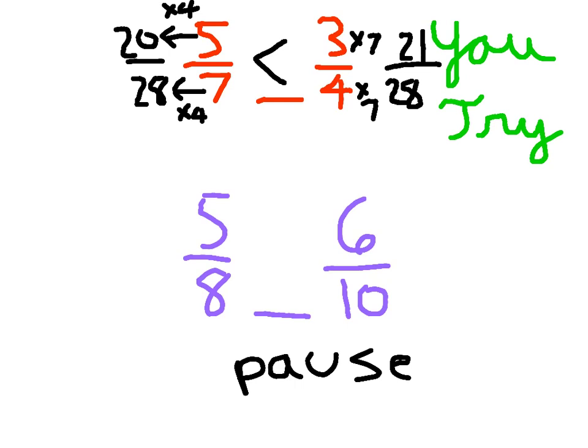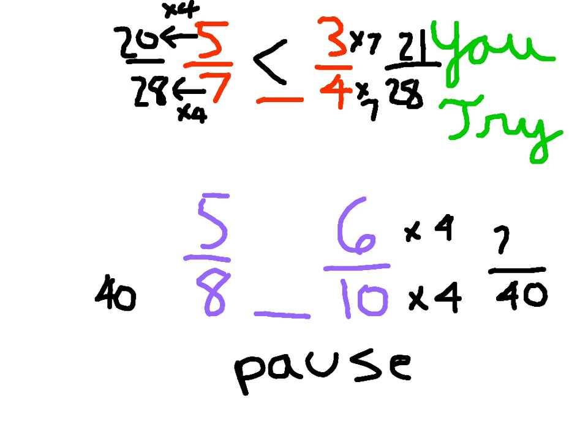You might have chosen 40 as your common denominator. Some of you might have chosen 80. If we did choose 40, it's because 10 times 4 is 40. And if we multiplied by 4 in the denominator, we multiply by 4 in the numerator to get 24/40.